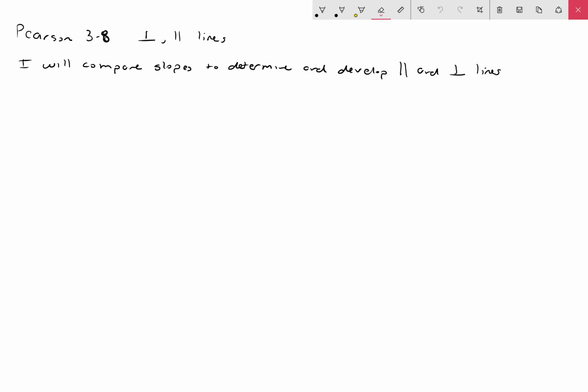This is Pearson 3-8 with perpendicular and parallel lines. Our learning target is I will compare slopes to determine and develop parallel and perpendicular lines. Let's talk about what it means to be parallel.